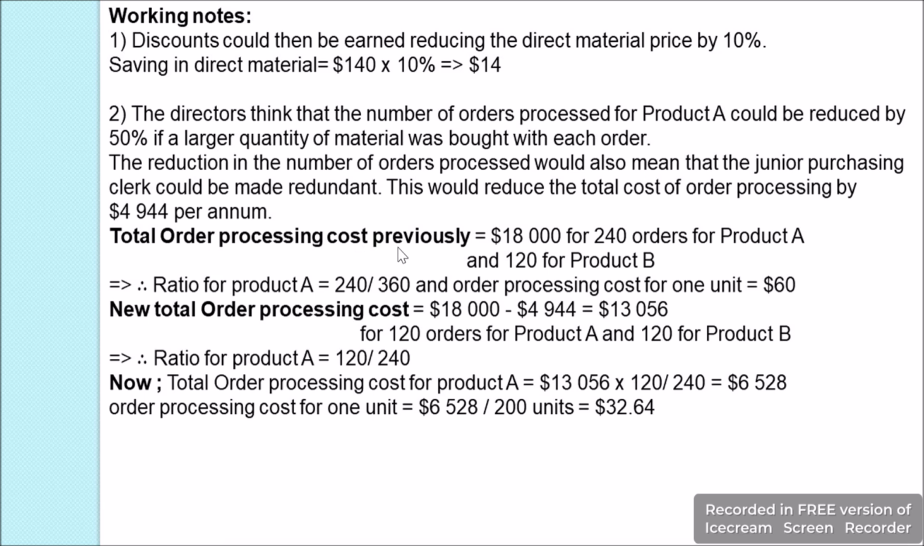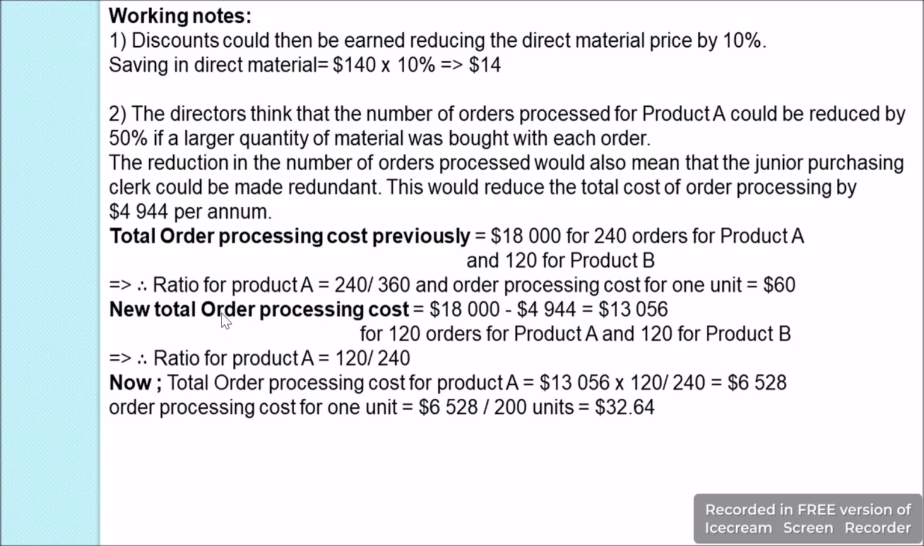Now the total order processing cost which we did in the working notes for part A of the question was $18,000, and this was in the ratio of 240:120. So the ratio of apportionment for product A was 240 divided by 240 plus 120, which is 360, and we got the order processing cost for 1 unit as $60, and you can refer back to the working notes of part A.